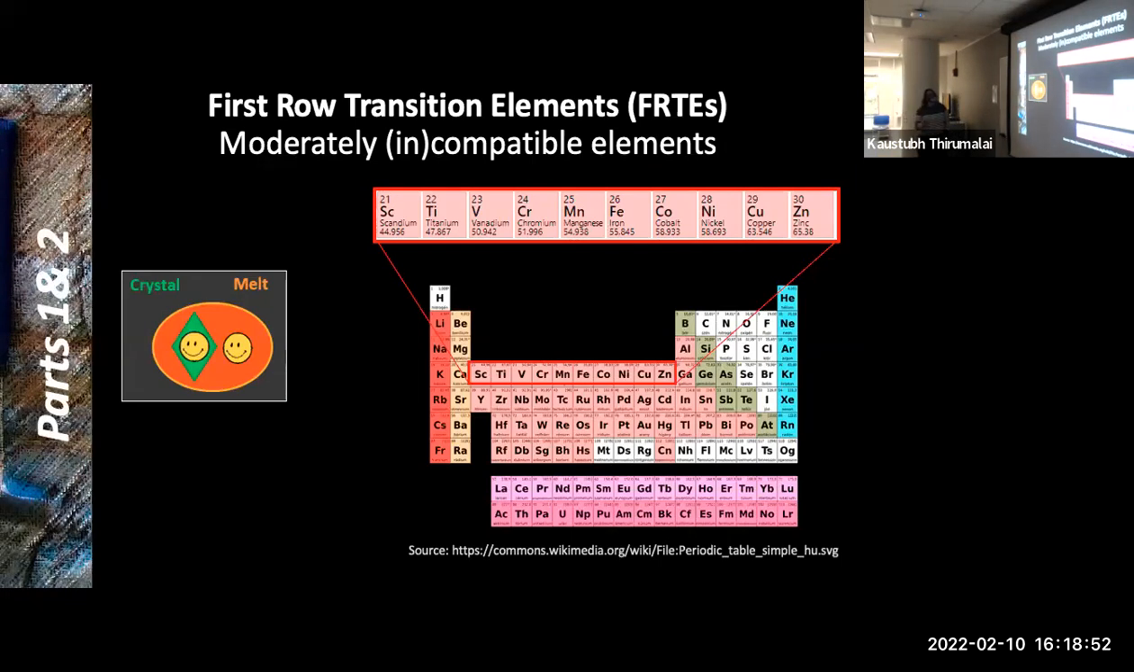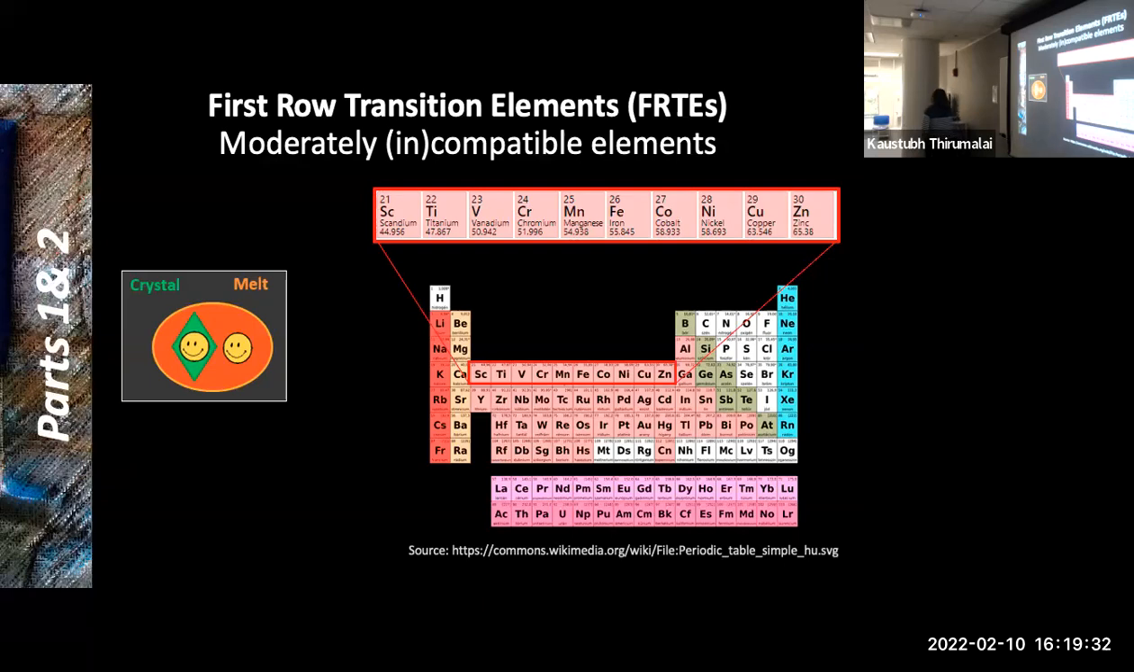So FRTs are the transition metals, and so that's the first row of the periodic table over there. And so what makes the FRTs so particular? There are actually two things. First, they are not very incompatible or very compatible for the average mantle lithologies. They basically behave with a neutral behavior. So the result of that is they are not going to be that affected by degree of melting regime, etc. So that's a big difference with the REE, for example.